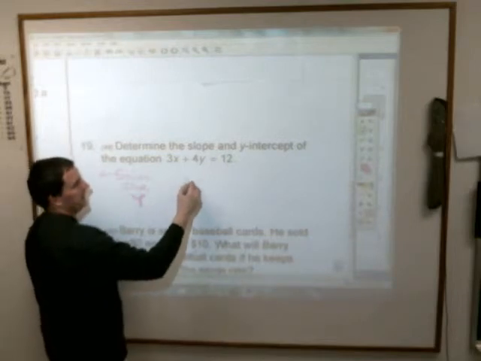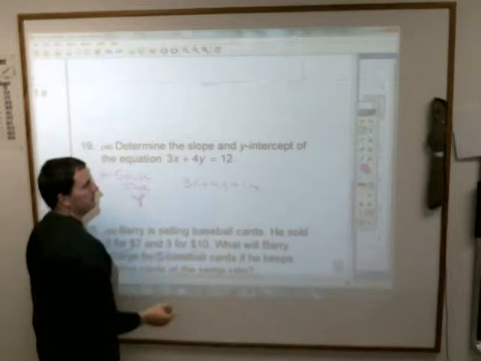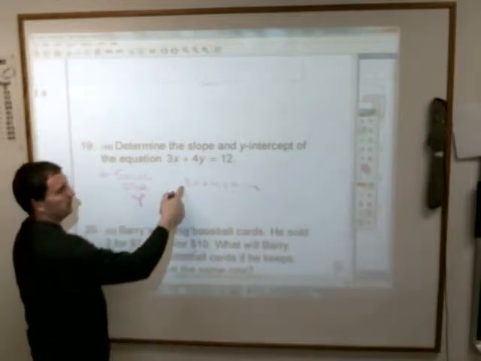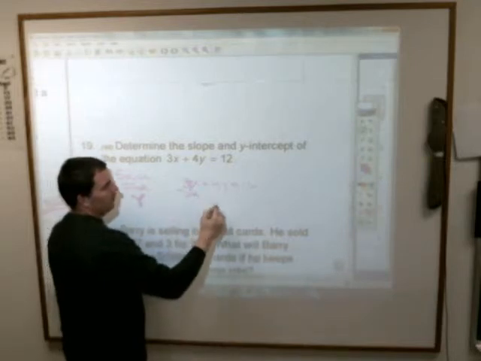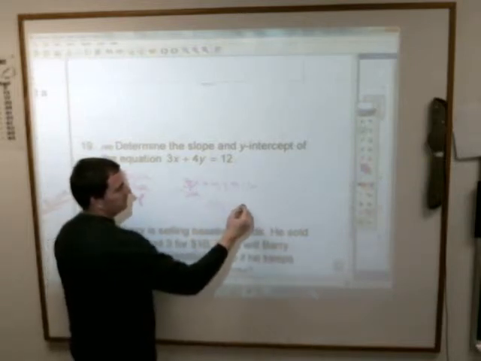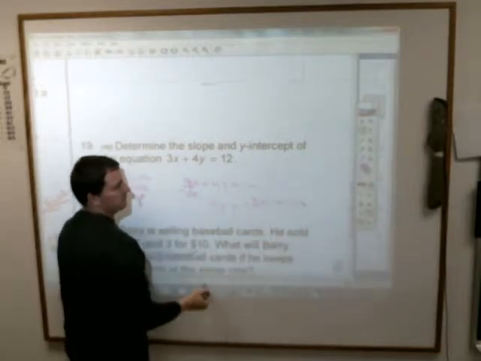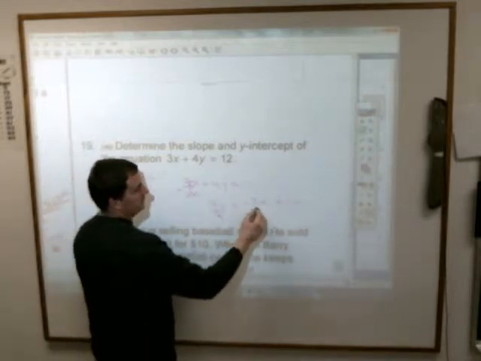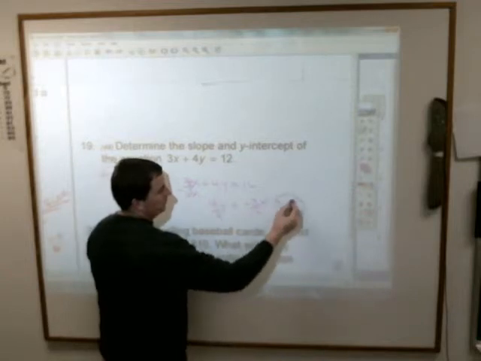You need to take your 3x plus 4y equals 12 and get y by itself, because then it'll be in slope intercept form and you have all that. So first thing to do is get rid of your 3x by subtracting it. So now I have 4y equals, I have to put that minus 3x first, plus 12, because that's slope intercept form. And then just simply divide by 4. Divide everything by 4. So the 12 divided by 4 is a 3.